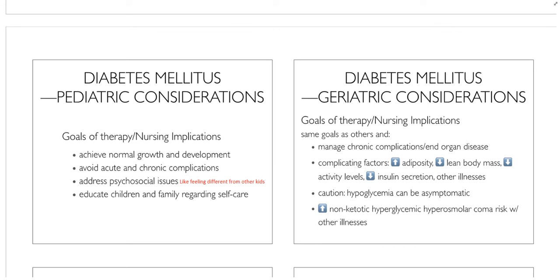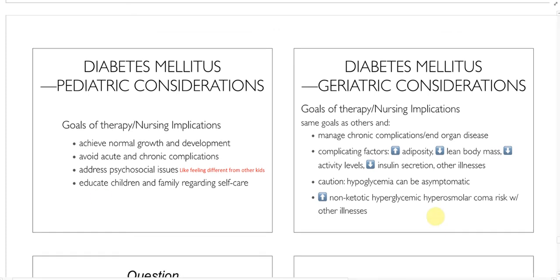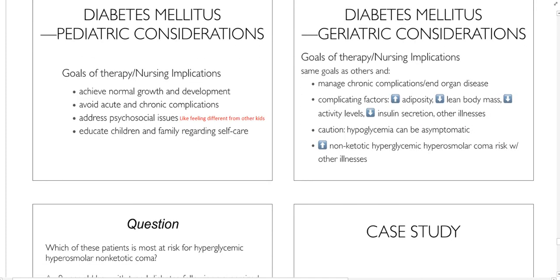Okay, so a lot of these are just the same kind of thing. In geriatric populations, though, we need to make sure that we're aware that hypoglycemia can be asymptomatic and difficult to catch. And so they need to be more proactive in monitoring their blood sugar and knowing what little subtle cues to look out for that indicate that they are hypoglycemic.